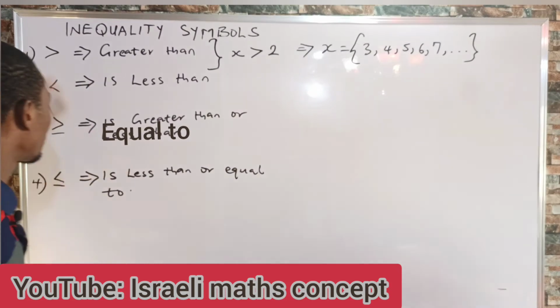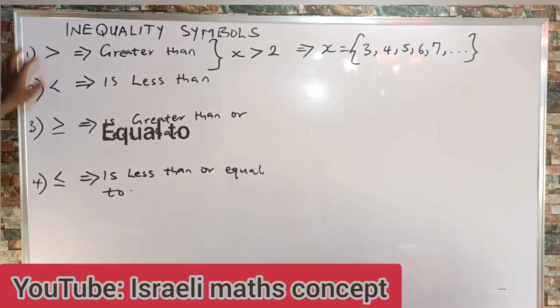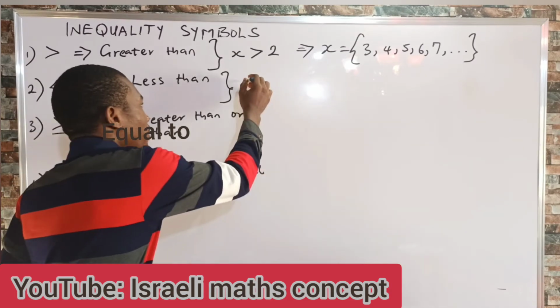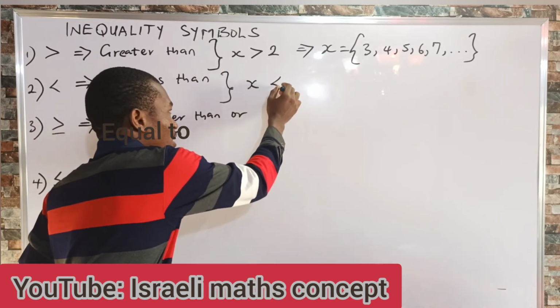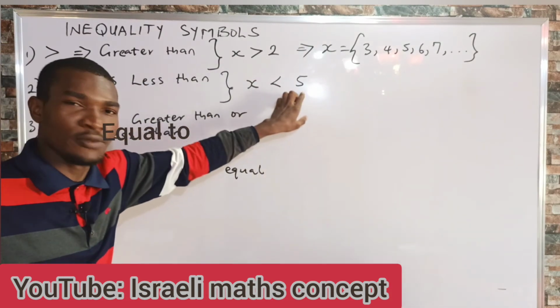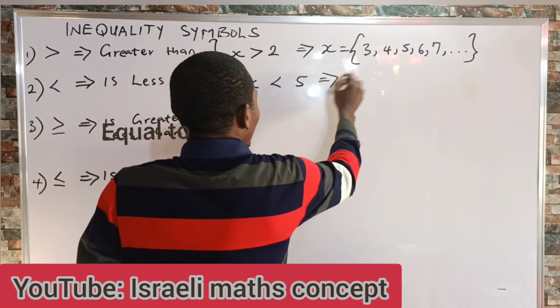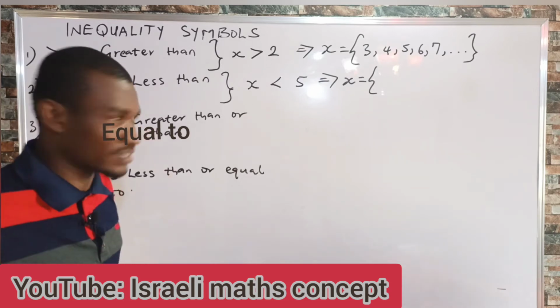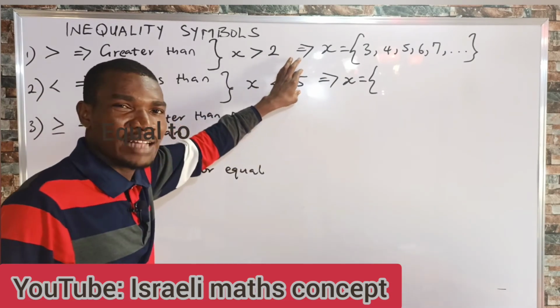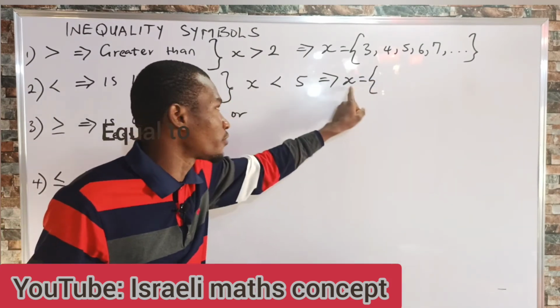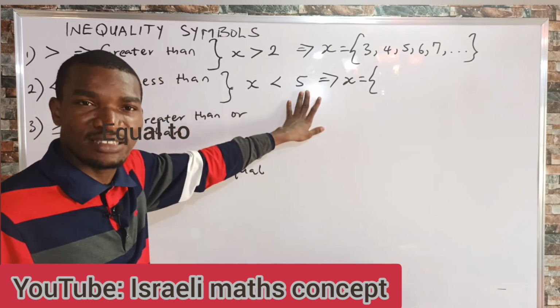Having understood this very first symbol, which is greater than, let's continue with the second inequality symbol, which is less than. Assuming we are given a problem of this form, saying that x is less than 5, and we are asked to find the range of values of x. This implies that the range of values of x are those set of numbers that are less than 5. Remember, this is 5, and the numbers that are less than 5 are the values that will be contained inside this set of x. And what are those numbers that are less than 5?